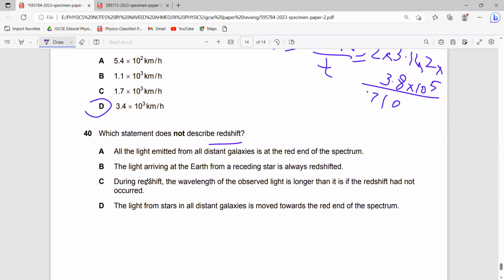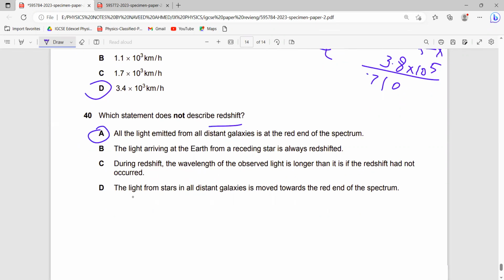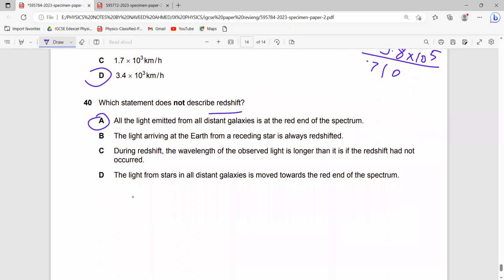Yes, redshift. The wavelength of the observed light is longer than it would be if the redshift had not occurred, and the light from the stars in all distant galaxies moves towards this. Okay, B, C, and D are right options. A is the only incorrect one. So A is the correct answer for this.